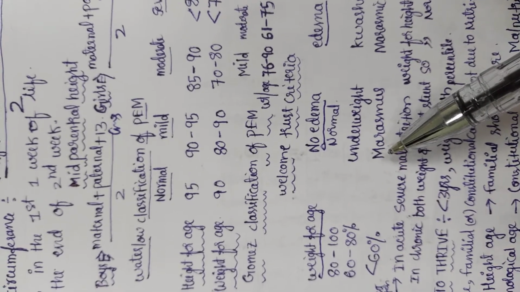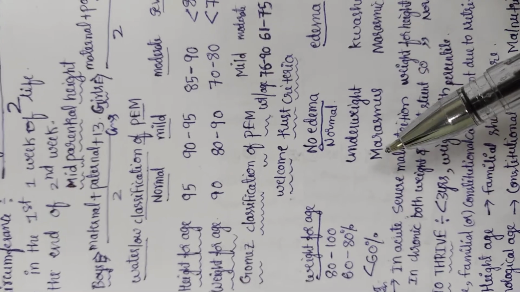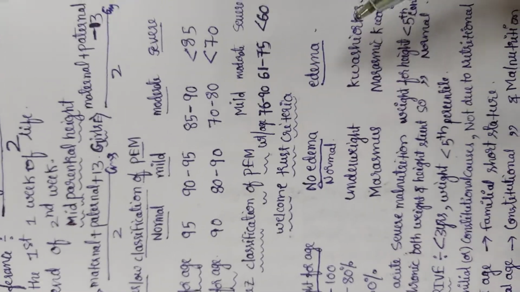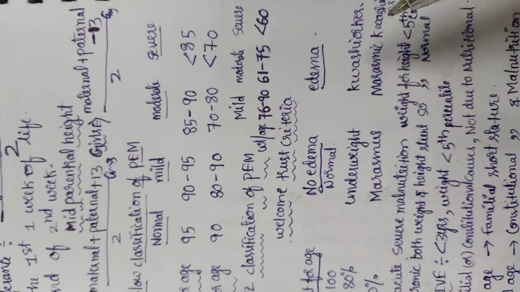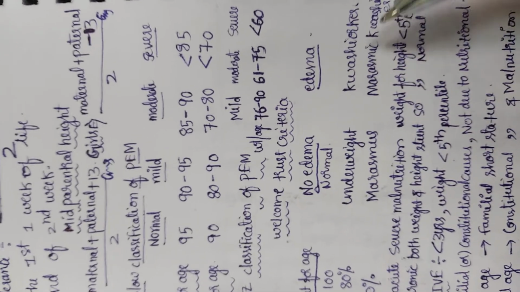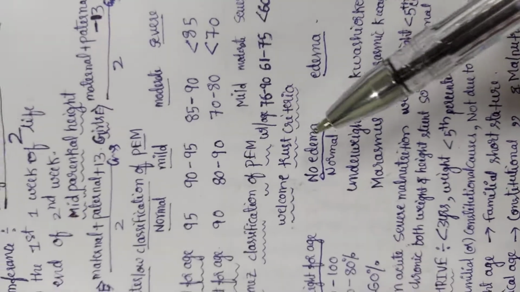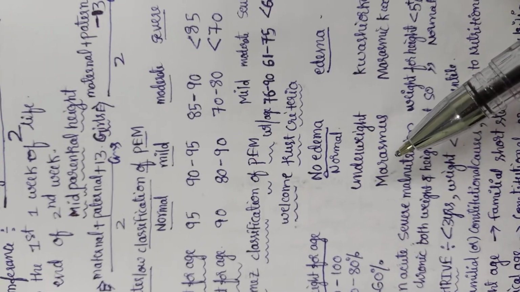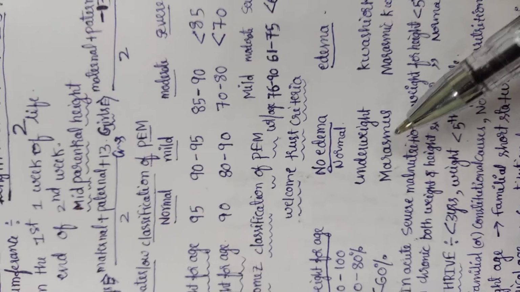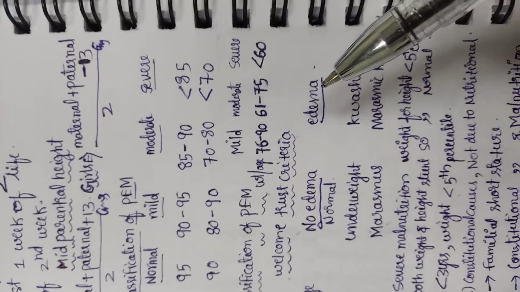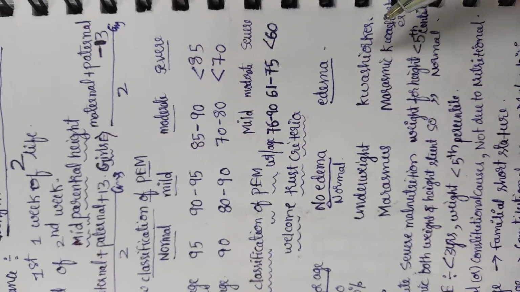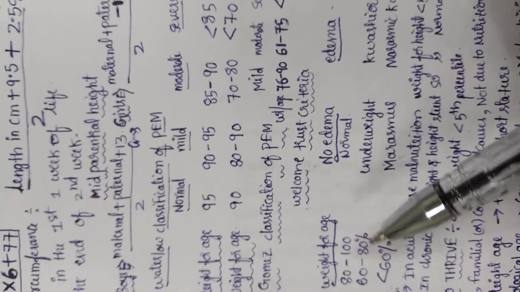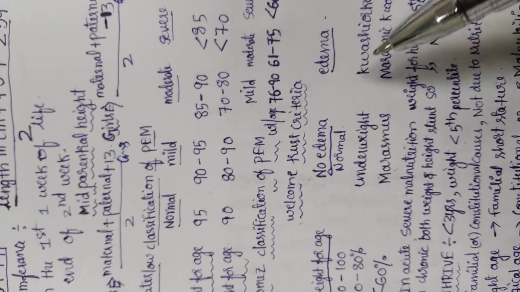Marasmus means very less weight. It is less than 60%. If there is edema along with marasmus, then it is called marasmic kwashiorkor. So if there is no edema with underweight, it is marasmus. The baby will be very thin and emaciated. If there is edema with low weight, it is called marasmic kwashiorkor. If there is edema with 60 to 80%, it is kwashiorkor.